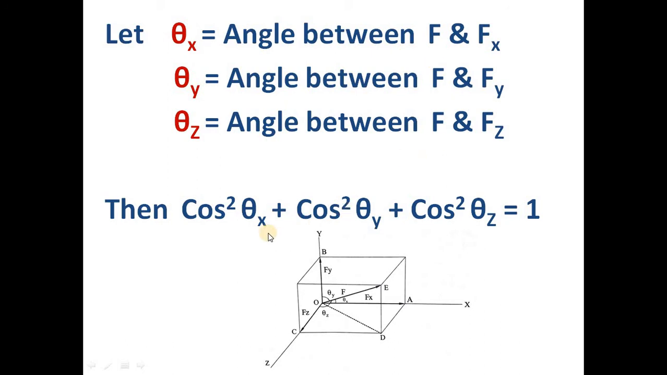If so, there is a relation that cos square theta x plus cos square theta y plus cos square theta z will be equal to 1. This relation is used for finding the angles: cos square theta x plus cos square theta y plus cos square theta z equals 1.